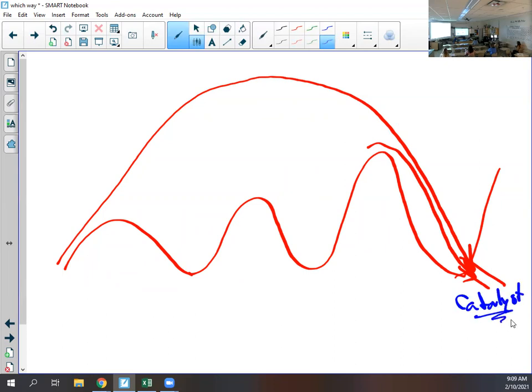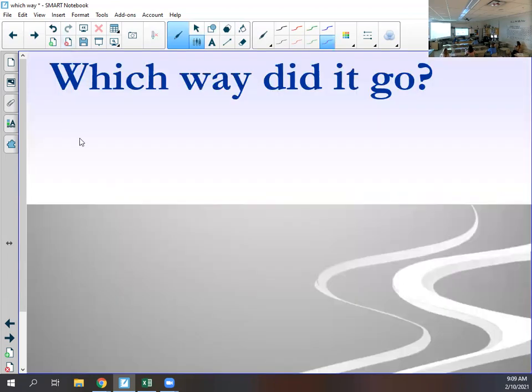That would be like the tunnel. Instead of having to go over the top, you go through the tunnel, you get there faster. That's all. You okay with that, Blake? I'm sure you're okay with it.